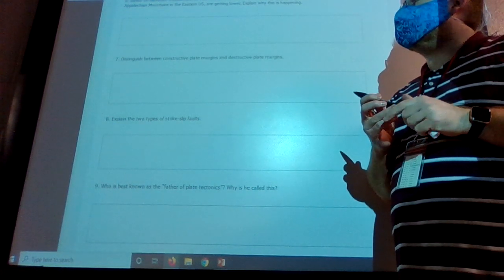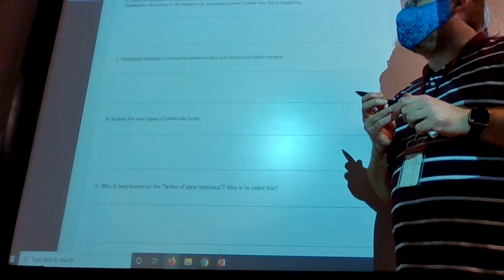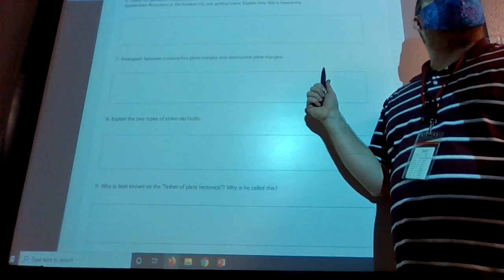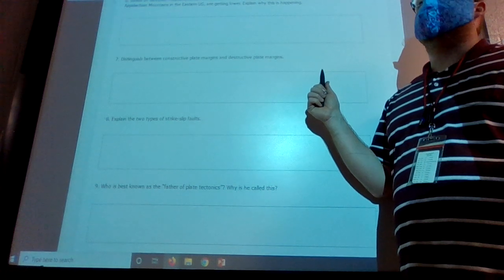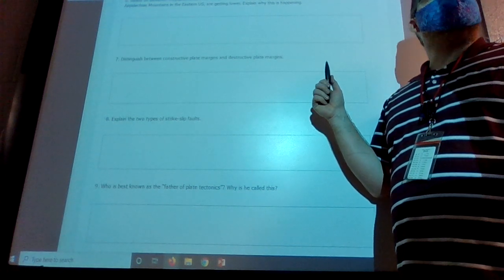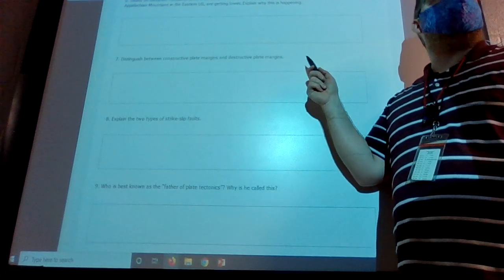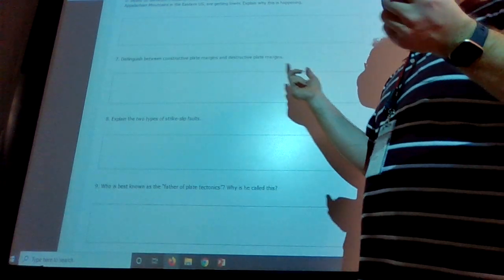Distinguish between constructive plate margins and destructive plate margins. It's just that. So what is constructive versus destructive? What does that mean? If I'm constructing something, what am I doing? Building it. Yeah, and if I'm destructing something, what am I doing? Destroying it. And that's all it is.